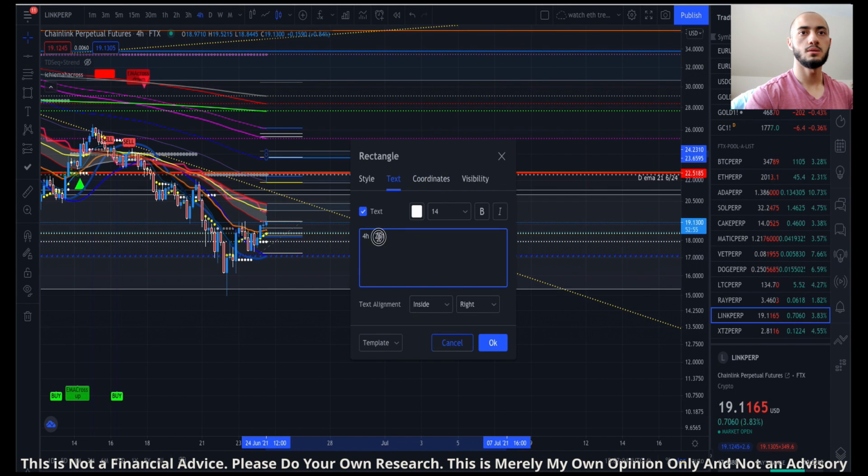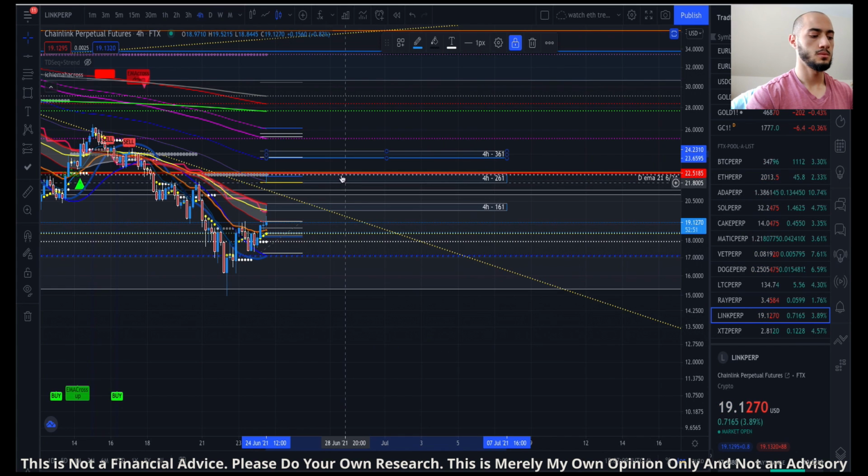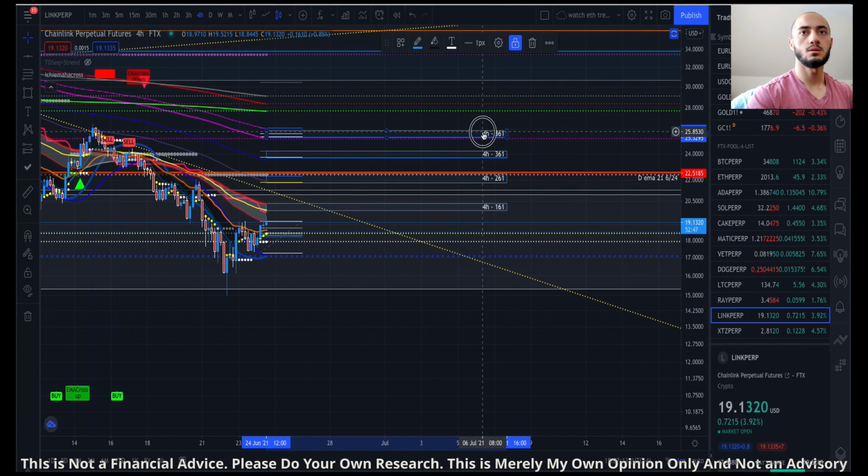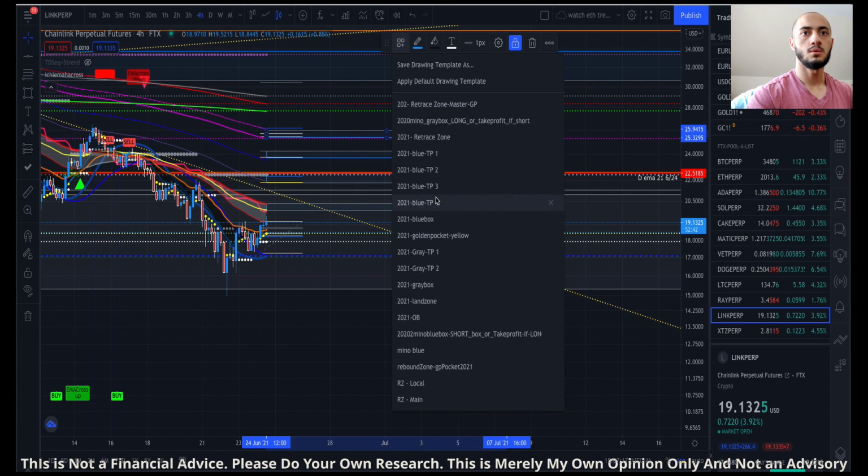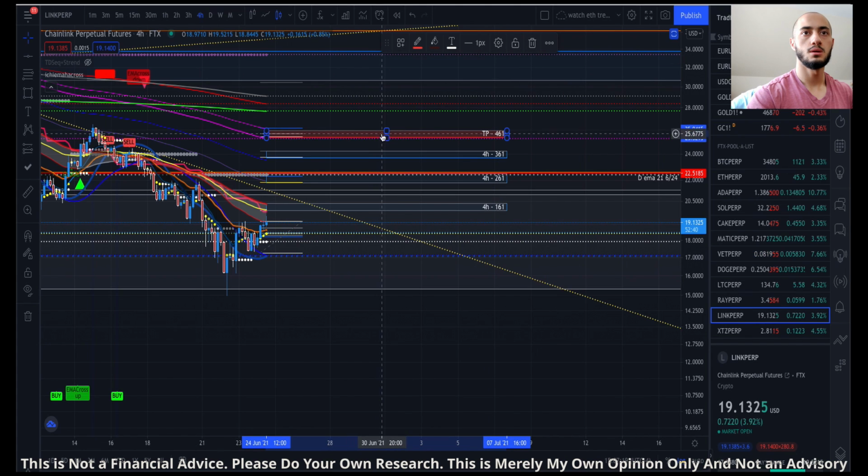My 361. And I have 461 Fibonacci, which is also the EMA 200 on the 4-hour time frame.